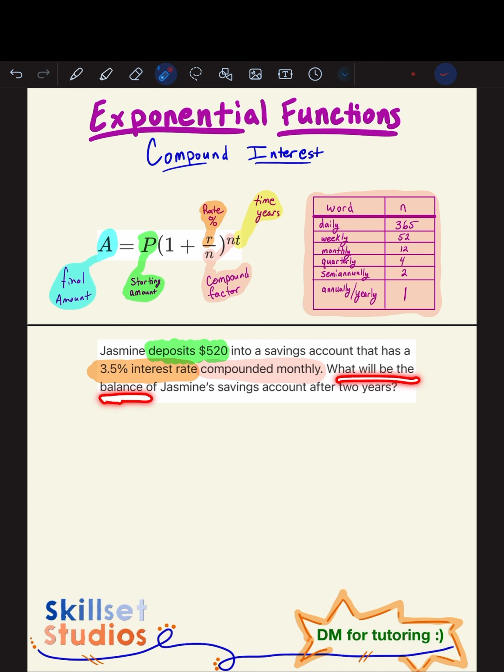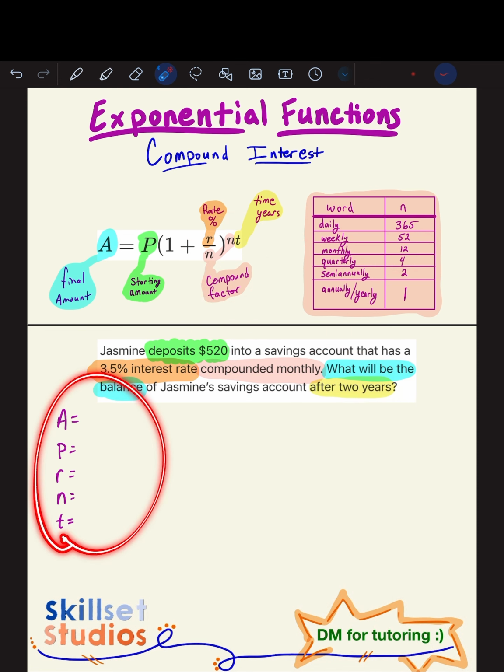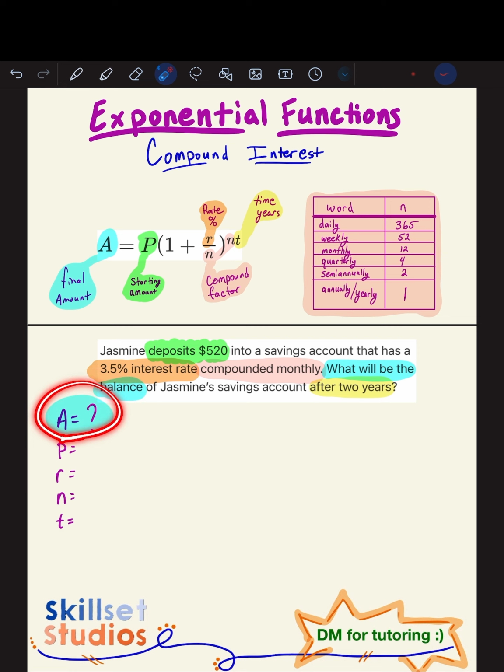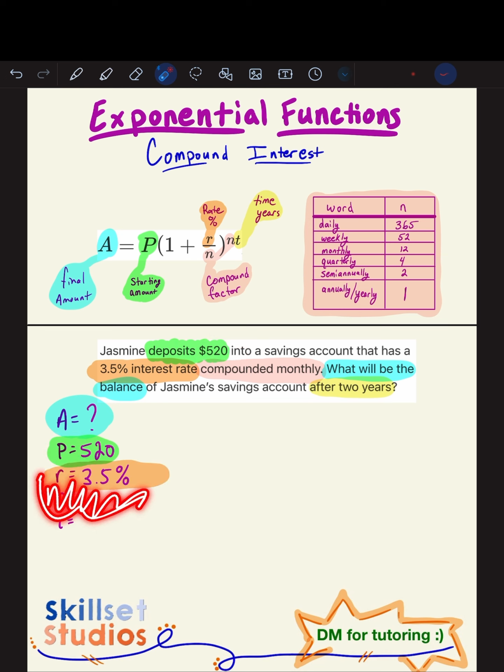Now they want to know what the balance will be, what the final amount will be after 2 years, which is our time. So if we write out all our values, the final balance is what we're looking for, so we don't know that one yet. The P is the amount she put in, the 520. The R is that interest rate, which is 3.5%. Now something to know about percents in math. Anytime you're using a percent in an equation, you almost always want to divide it by 100. If you see that symbol, divide it by 100 before you use it in a formula.